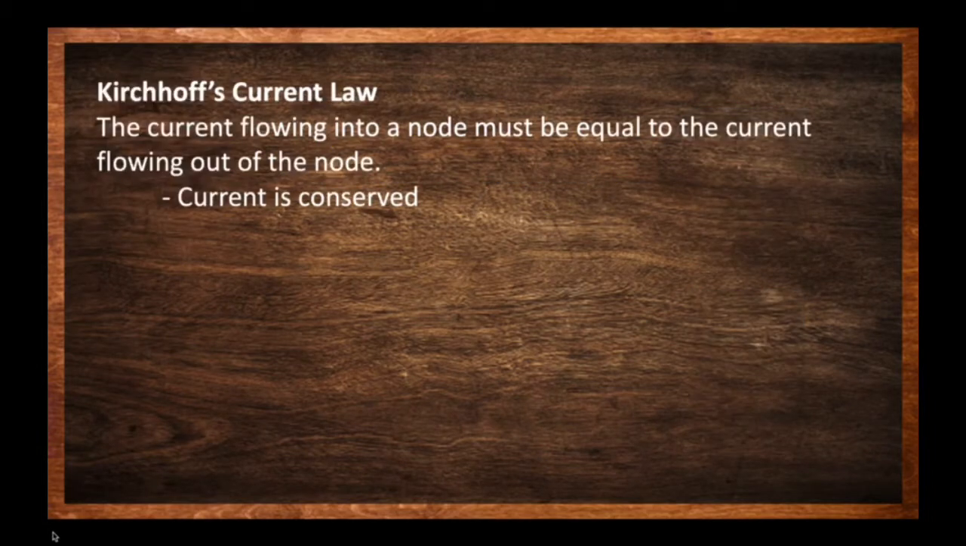Kirchhoff's current law states that the current flowing into a node must be equal to the current flowing out of the node, thus meaning that the current is conserved throughout the closed circuit. This can be expressed using the formula: the sum of the current into the node equals the sum of the current out of the node.